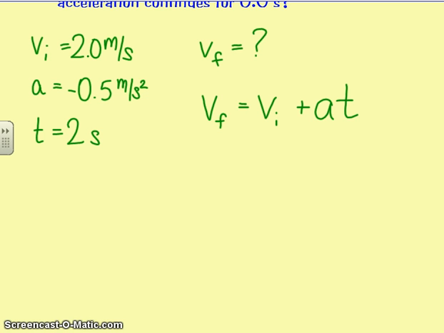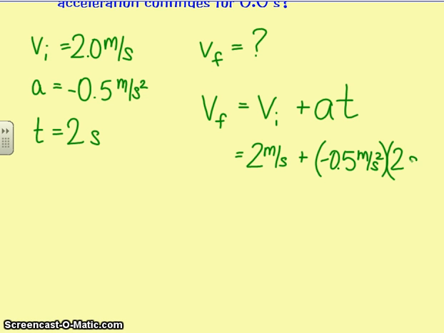I'm looking for v final. My equation is already solved for that, so I can go ahead and plug numbers in. 2 meters per second plus negative 0.5 meters per second squared times 2 seconds. That gives me a final velocity of 1 meter per second.